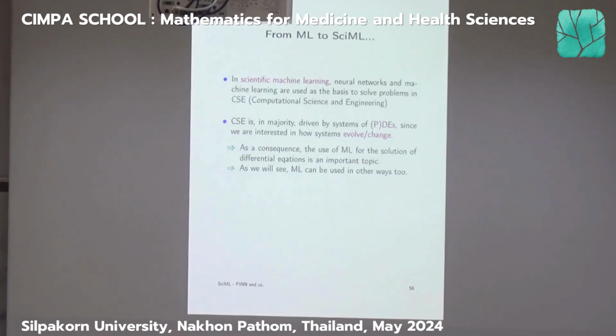I'll show you a more complex one. So in scientific machine learning, neural networks and machine learning are used as the basis to solve problems. How are we going to do this? Usually in CSE, computational science and engineering, we have a system that describes our physics, written as PDEs or DEs, partial differential equations, and we're interested in how they evolve and change. So the solution of these differential equations by machine learning is an interesting subject.